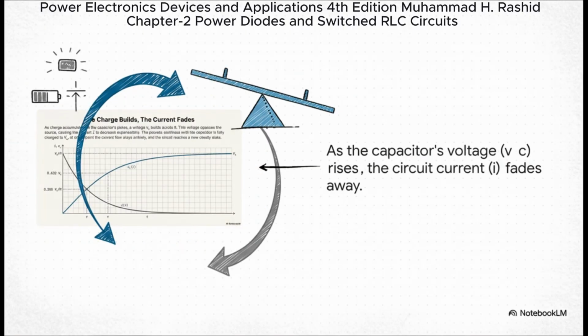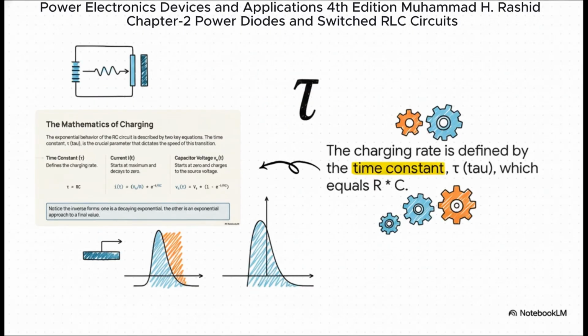As soon as the switch closes, current rushes in. But as the capacitor starts to charge up, the voltage across it builds, and that voltage actually pushes back against the source. You can see it perfectly in the graph. The voltage climbs up, while the current just fades away exponentially. It's this beautiful inverse relationship. As one goes up, the other goes down. A perfect trade-off.